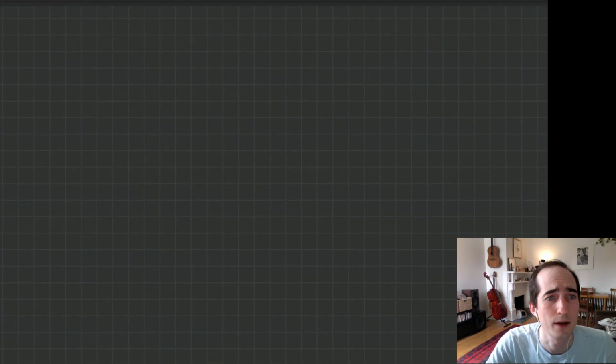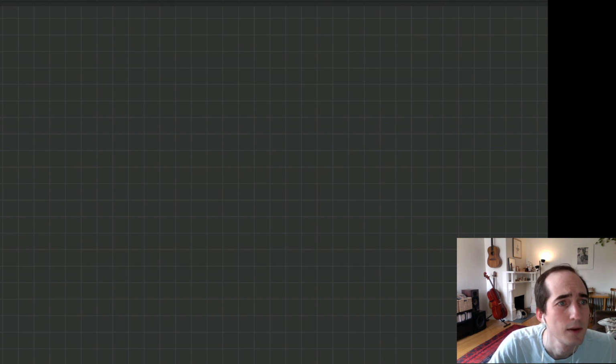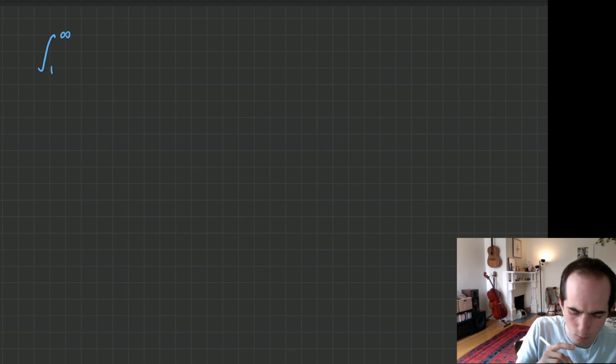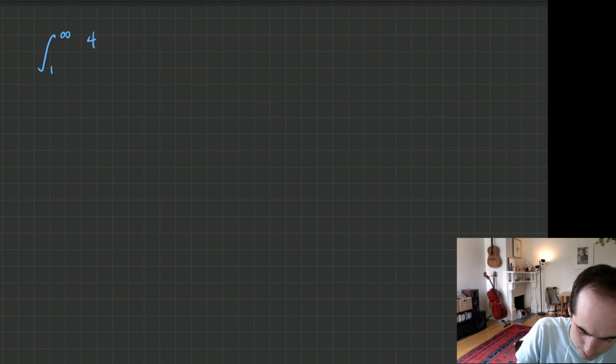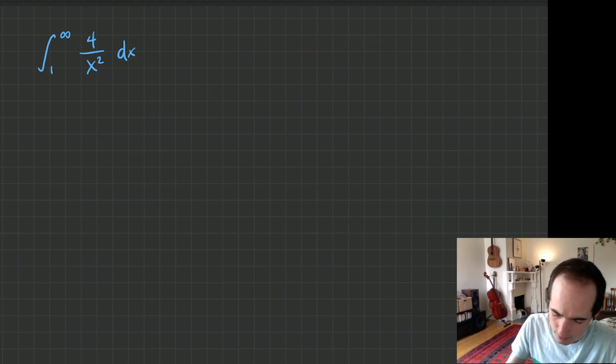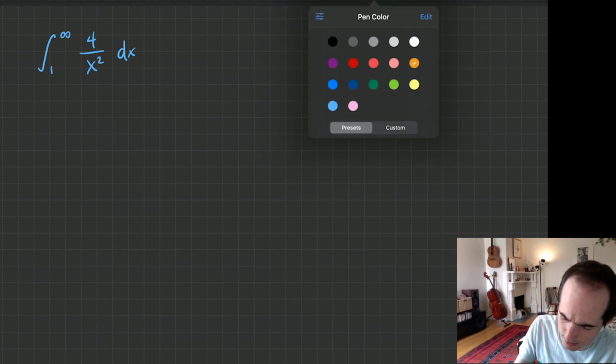Okay, and now I can just look at the question up here. So just to reiterate the question, this is me catching up now. We're asked to integrate going from 1 to infinity of, well, it says f of x, but I'm just going to write the whole function, 4 over x squared dx. And we want to either evaluate this or explain why it doesn't exist. And if it doesn't exist, it would be because the integral diverges.